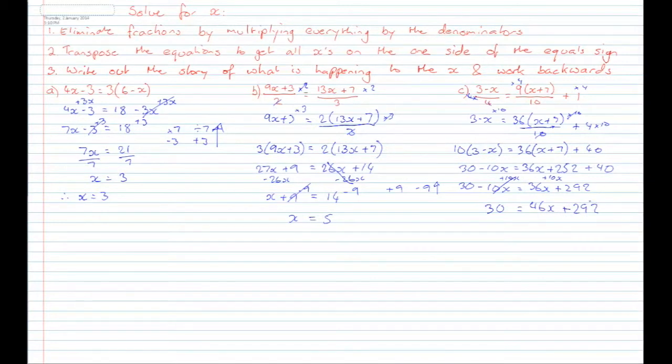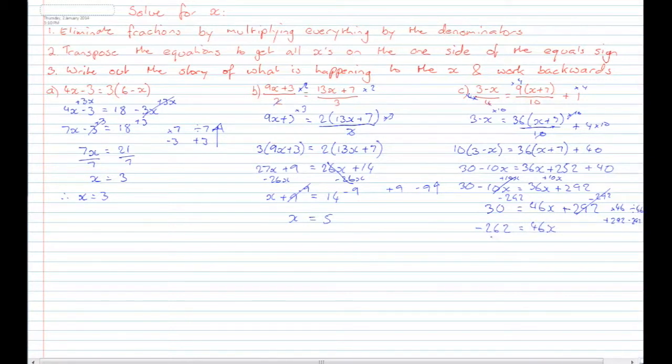Okay, so now let's write out the equation of what's happening to the x. So it's saying times by 46 first, and then add 292. So it then becomes minus 292, and divide by 46. So minus 292 first, minus 292. We'll end up getting us negative 262 is equal to 46x.